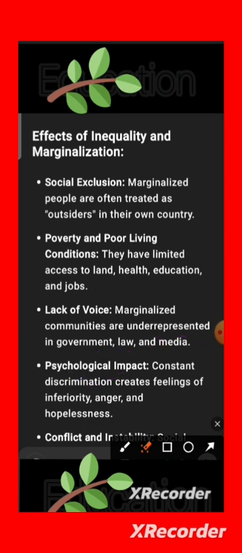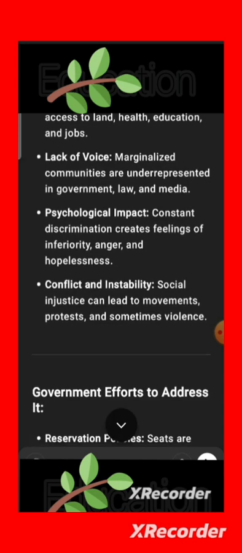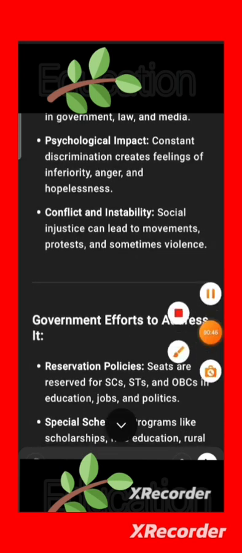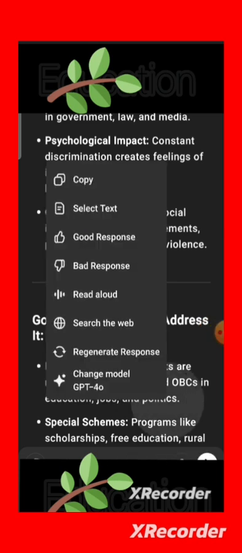Psychological impact: constant discrimination creates feelings of inferiority, anger, and hopelessness. Conflict and instability: social injustice can lead to movements, protests, and sometimes violence.